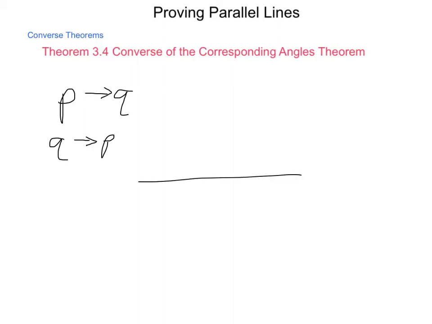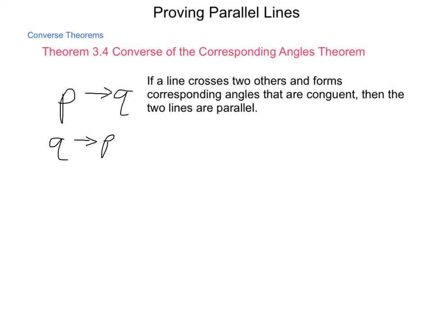So I start out here with two lines. I place a transversal across them, and through measurement and calculation I find that these two angles are congruent to one another. Well, if those two angles are congruent to one another, then it must needs be that the two lines that were crossed originally are parallel. That's all that we work with when we have this converse theorem idea. So let's take that base idea and expand it a little bit more.